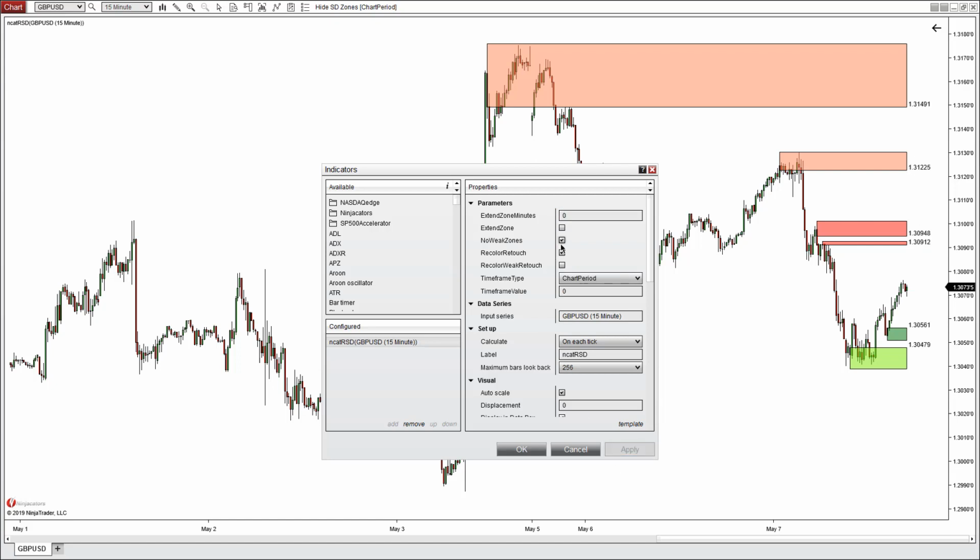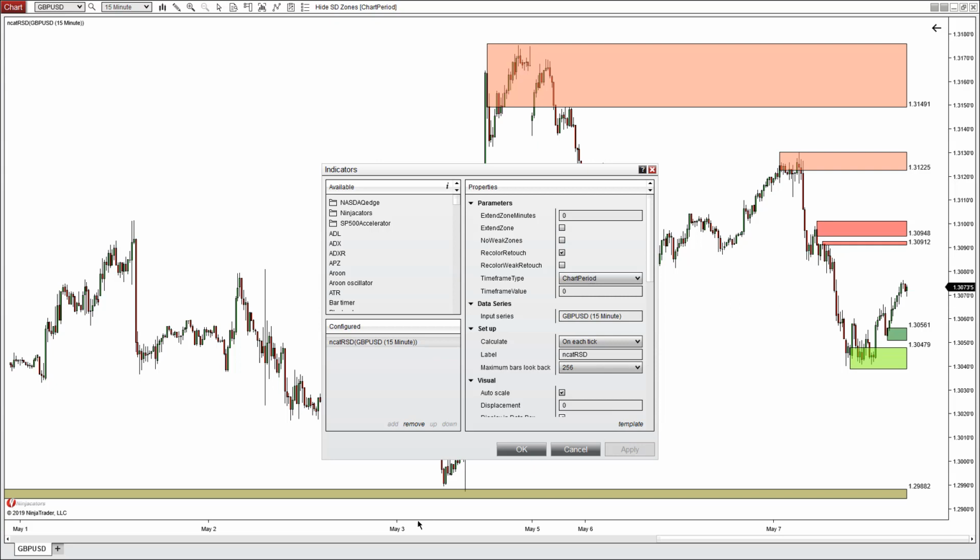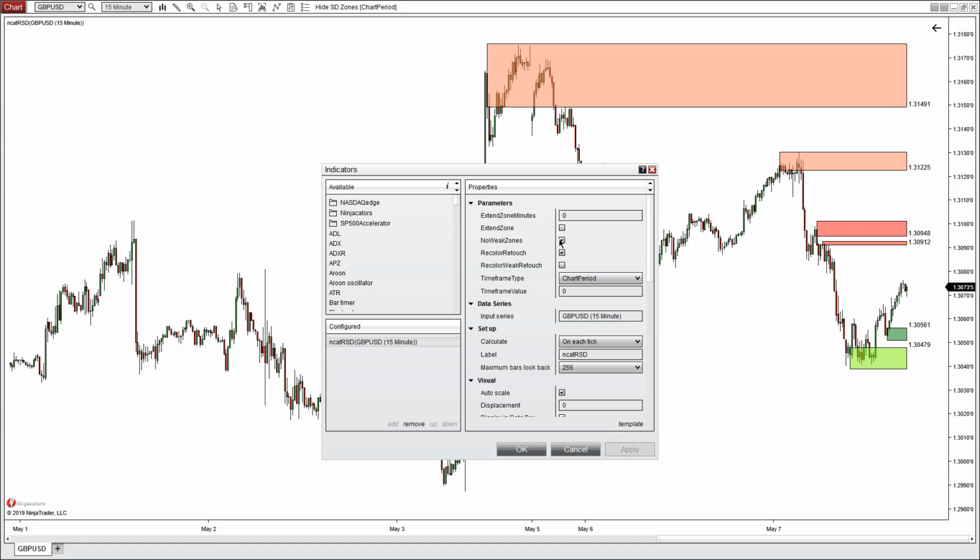All right, no weak zones. So if you want to see weak zones, yeah, we have a weak zone down here. You can go ahead and show those if you like. I don't like to see weak zones, so I'll go ahead and leave that off, but you have the option of seeing weak zones here. Recolor retouch means that when the price moves out and comes back, it'll go ahead and recolor these boxes. If you don't like that, go ahead and uncheck that box.